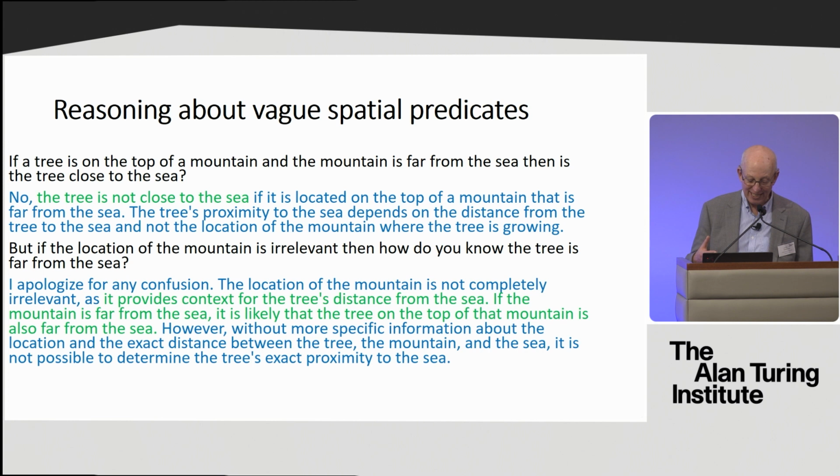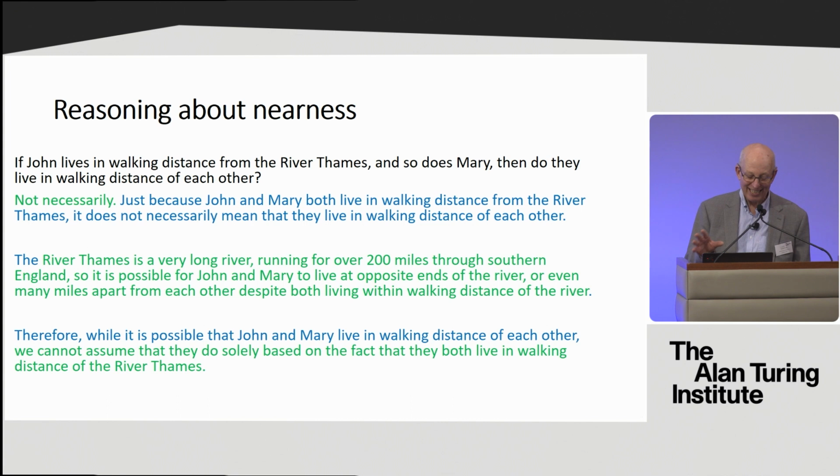Except the explanation it gave me initially was only to do with the tree and the sea. And so I thought, it said the mountain's irrelevant, so how do you know? It then was able to provide a reasonable explanation of why it made the correct conclusion. Or at least it came up with an explanation which explains it. Whether that was the reason it did that is another question entirely.